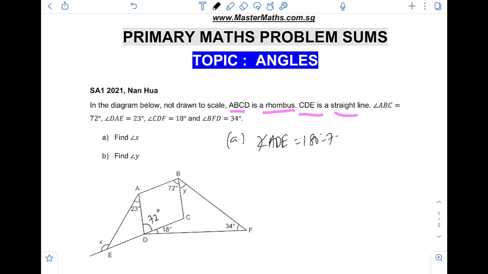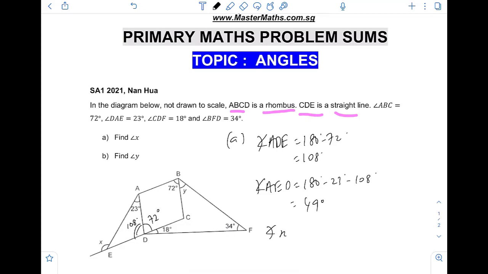(180 minus 72), 108 degrees. Okay, so over here, angle will be 108 degrees. Okay, and then from there we can find angle AED, which is gonna be 180 minus 23 minus 108 degrees. Okay, so 180, why? Because it's the sum of angles in a triangle over here. Alright. 180 minus 23 minus 108, 49 degrees.